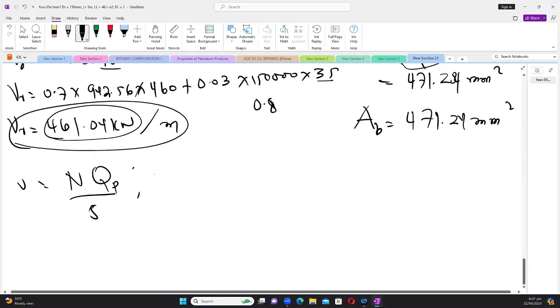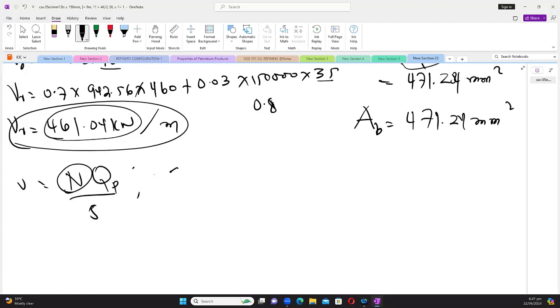So I think this was the formula. N represents whether you are putting the studs as singles or in pairs. We said we put the studs as pairs, so N is 2. QP was the design capacity of each stud, which was 83.2 kilonewtons. And the spacing, was it 350?